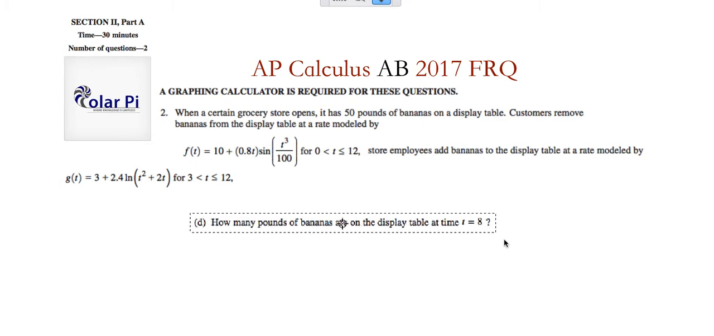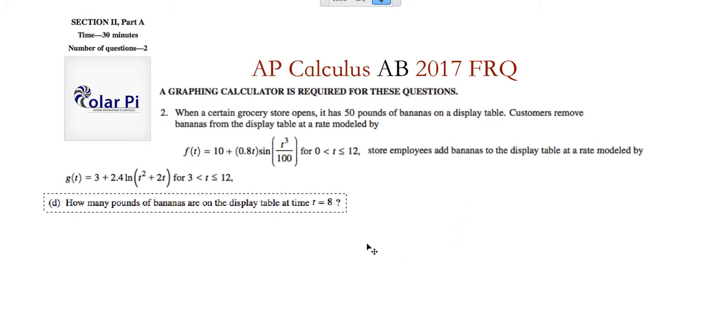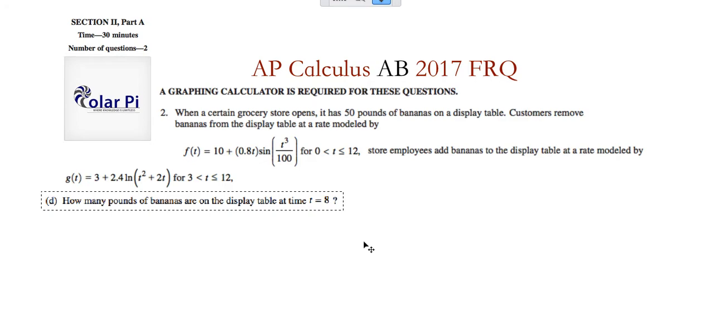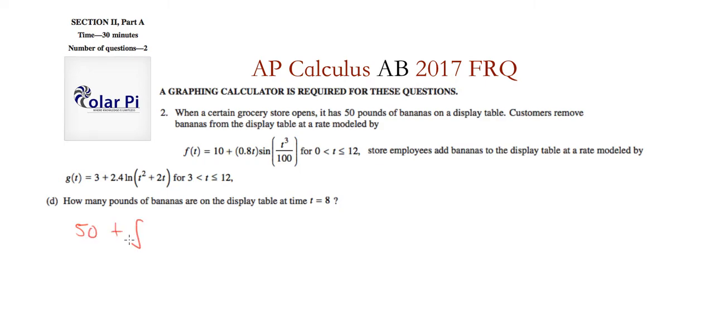Part D says, and it's pretty straightforward, how many pounds of bananas are on display at time t equals 8? Well, we know that we started with 50 pounds of bananas, so we start with that, 50 to start, and then starting with time t equals 3, we started adding at a rate measured by g. So to figure out how many bananas in total we've added since g started, which is starting at 3, we just need to do the integral from 3 to 8 of g of t dt.